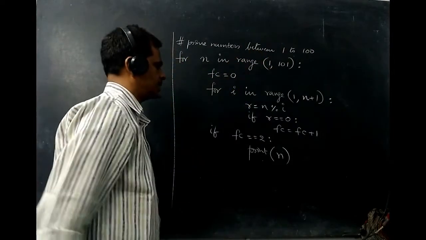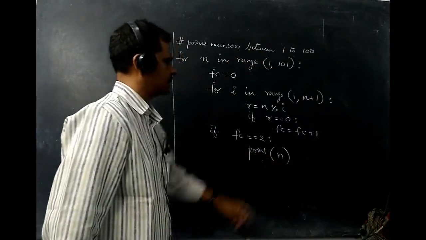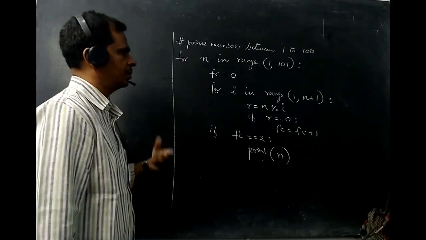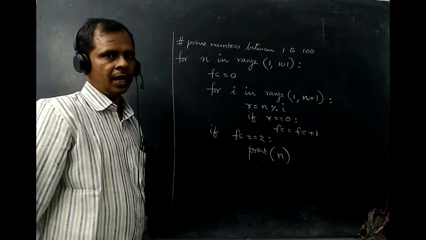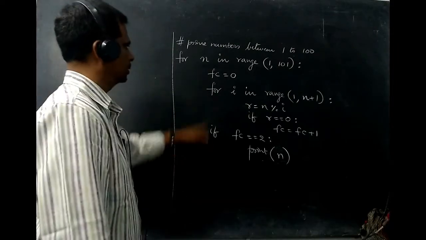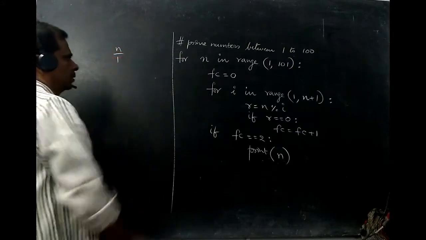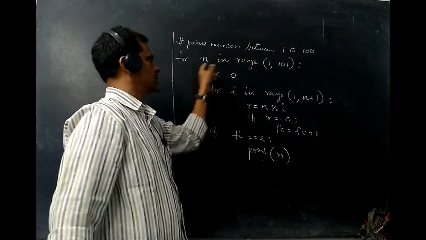What are the prime numbers it prints? Only prime numbers it prints. Say 1 is not a prime number, 2 prime number, 3 prime number, 5 prime number. It has to print them. I will do up to 5. See, what is n now? My n is 1 because the range starts from 1.